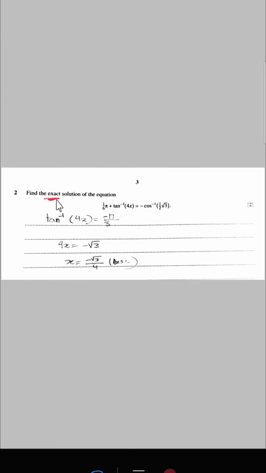Question 2. We need to find the exact solutions of this equation. To find these exact solutions, we first have to rearrange this equation, then just use the calculator to find the value.